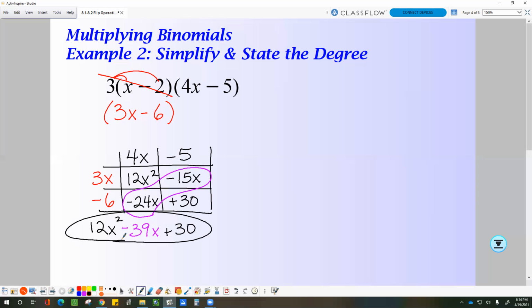And then you state the degree of the answer. This term is degree 2. This term is degree 1. This term is degree 0. So I would say that my answer is degree 2.